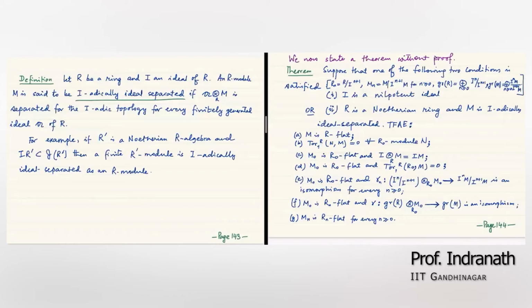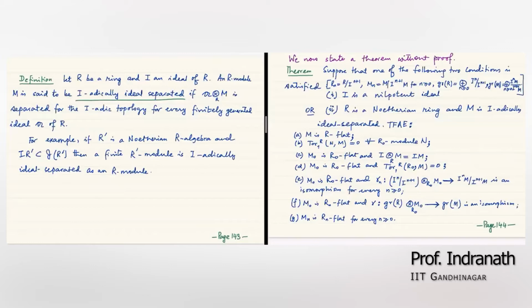So everything is happening with respect to the I-adic situation, because the family of ideals that you are starting with, or the filtration you are working with, is I to the power n. So this is the terminology: R_n, M_n, do keep in mind, and then you have gr R and gr M. Okay, so if one of these conditions is satisfied, so one is I is a nilpotent ideal. What is the definition of a nilpotent ideal? And how do you think it might help? Okay, maybe I'll come to that. Or R is Noetherian and M is I-adically ideal-separated.